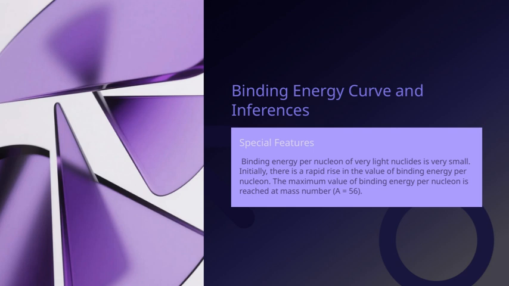The key point here is that the maximum binding energy per nucleon is reached around mass number 56, which corresponds to elements like iron and nickel. This peak signifies the most stable nuclei in nature. Understanding this curve helps us infer how nuclear stability varies with size and is fundamental to concepts like fusion and fission processes that power stars and nuclear reactors. So, in summary, the binding energy curve not only shows us the stability of different nuclei, but also connects deeply to the processes that shape our universe.